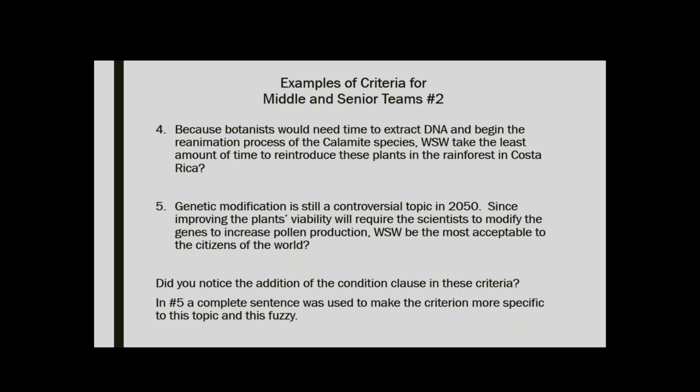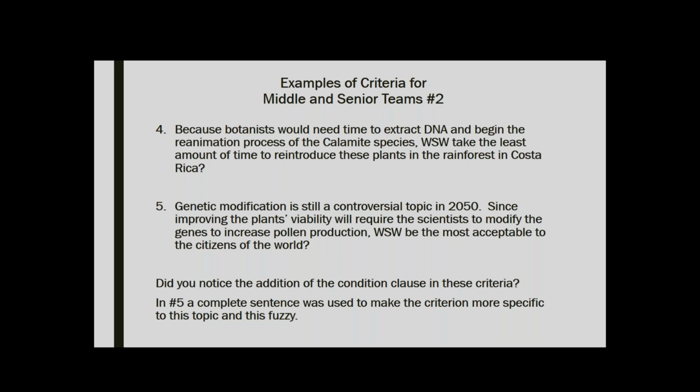And now the time ones. Because botanists will need time to extract DNA and begin the reanimation process of the calamite species, which solution will take the least amount of time to reintroduce these plants in the rainforest in Costa Rica? Notice how we're trying to put in specific keywords from the future scene.